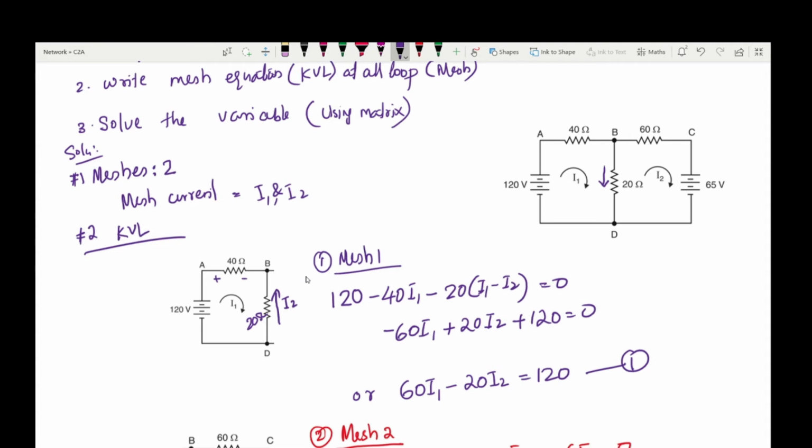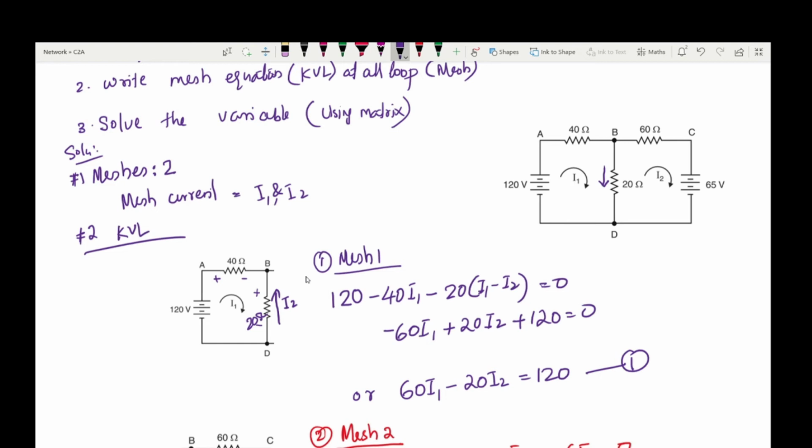Now we have chosen the first mesh. The first mesh current is assumed to be positive. So what is the next step? Based on this current direction, we need to mark the polarity, that is, the higher potential and lower potential points. Here also, plus 1 and minus 1 based on this direction of current. Now we know the current flowing through the 40 ohm resistor.